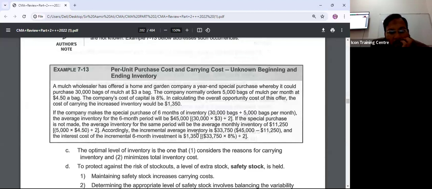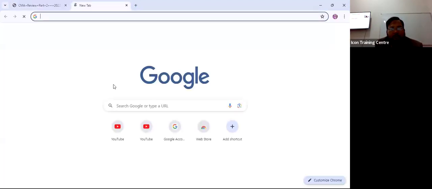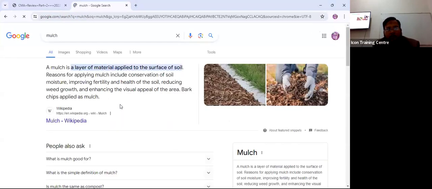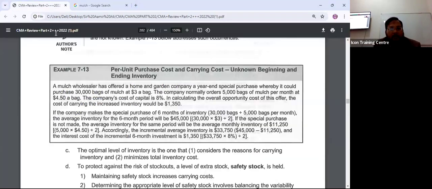A wholesaler has offered a home and garden company a year-end special purchase whereby it could purchase 30,000 bags of mulch at $3 a bag. What is mulch basically? Mulch is a layer of material applied to the surface of soil.